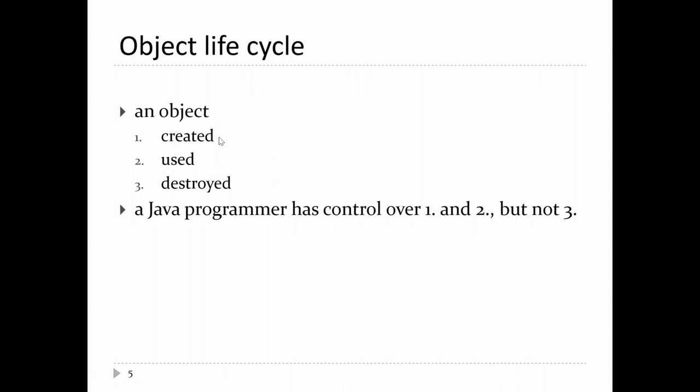So in Java, you can control the creation, and obviously you can control how you use it. You don't care about the destruction. Well, you normally don't care about how it's destroyed. So the programmer explicitly creates an object, explicitly uses an object, but never explicitly destroys an object. The language takes care of removing objects from memory when they're no longer needed.